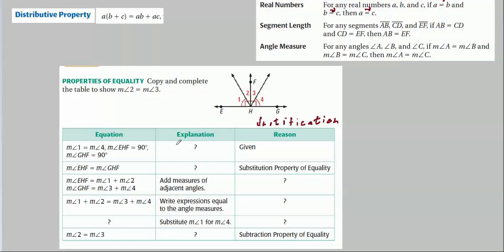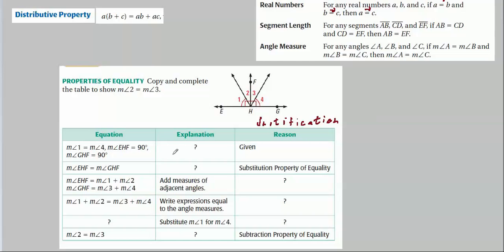For explanation here, you could just refer to the diagram, I suppose. The measure of angle 1 equals the measure of angle 4. Well, they drew that in here. See, they both have the same single hash mark, and these are both 90-degree angles. They put in those little red right angles to demonstrate that. So I guess diagram would be about the only thing you could put in here. This is all given.